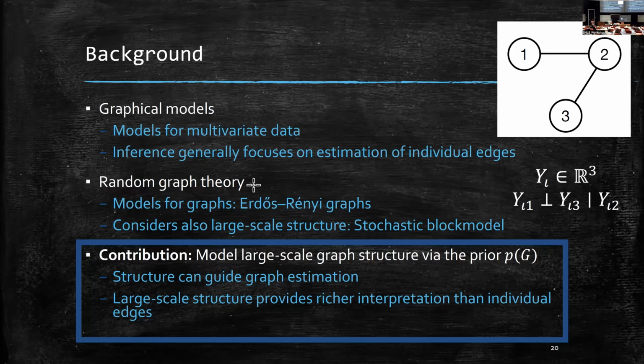Many years ago, Jay and I tried to use priors that come from random graph theory literature as prior distributions for graphs in graphical model setups. So we tried to borrow ideas from random graph theory to help inference on a Gaussian graphical model. And that's what we're going to do here today: I'm using the stochastic block model to make inference on graph substructure.